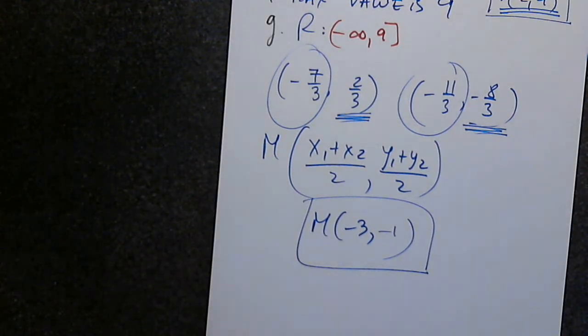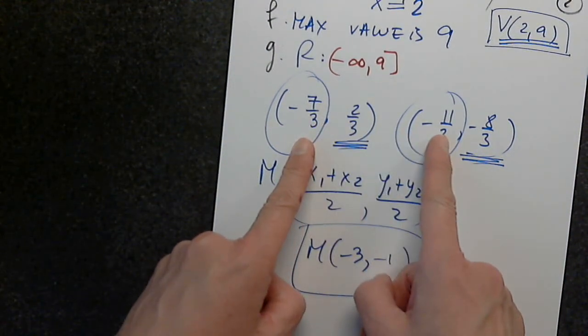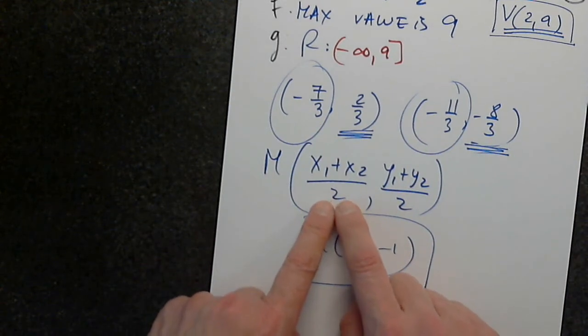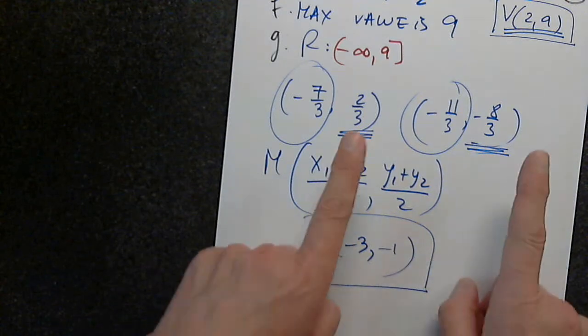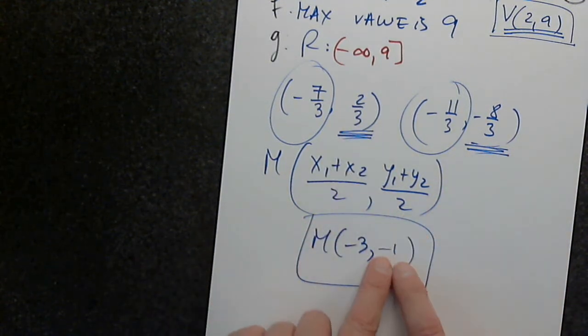Is this clear? All you have to do is add these two. -7 minus 11 is -18, but you have to divide by 3, you get -6. And now you divide by 2 to get -3. You add these two, you get -6 over 3, which is -2, but you have to divide it by 2 and you get -1.